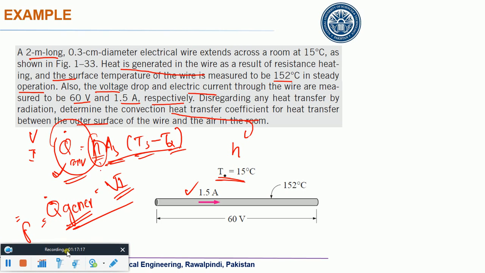So any other points? I would stop at this point and we will discuss radiation in the next lecture.